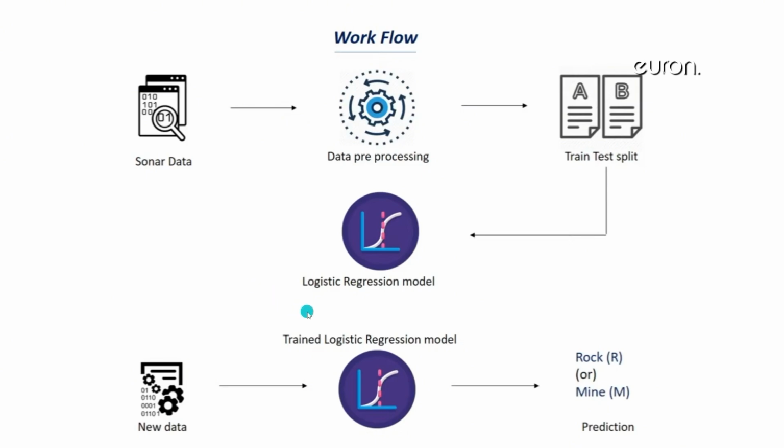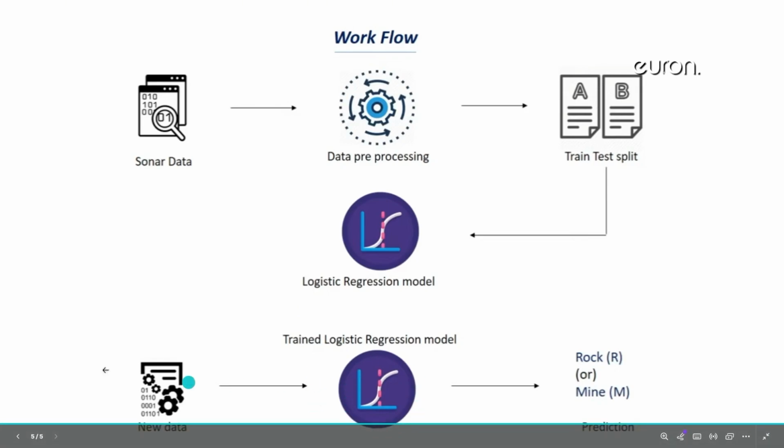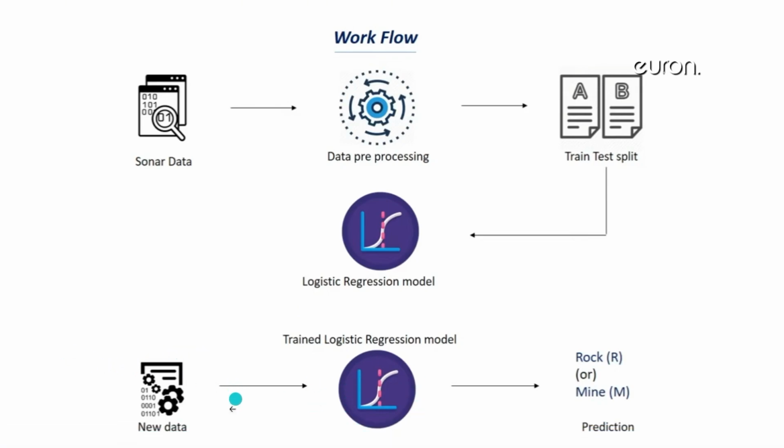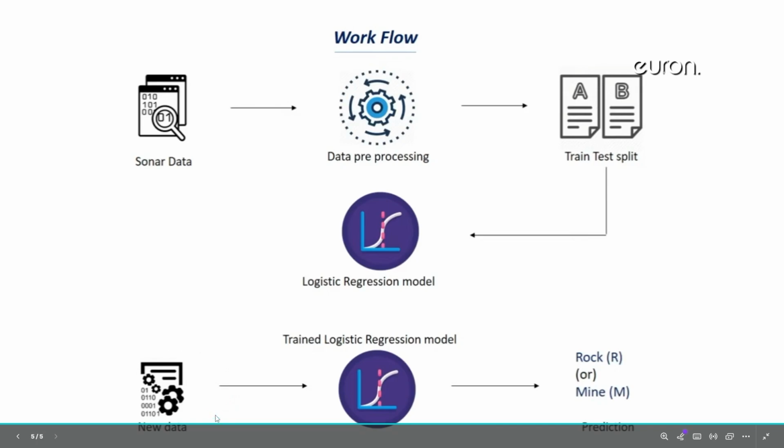Once I train the model, we'll use the trained model to perform prediction on top of new data. The user will pass new sensor data, and this model will predict whether it is a rock or a mine. So this should be our prediction. Let's start the development.